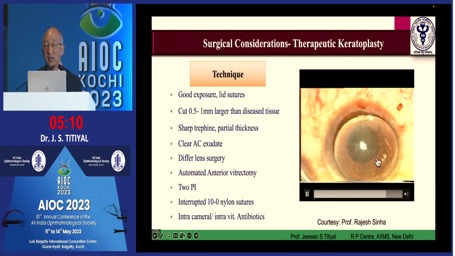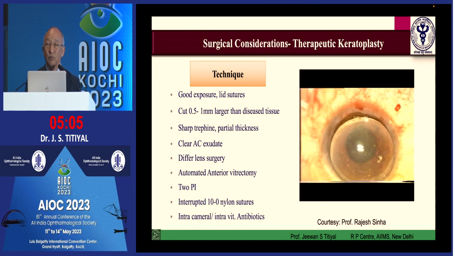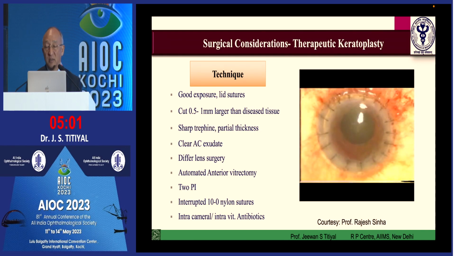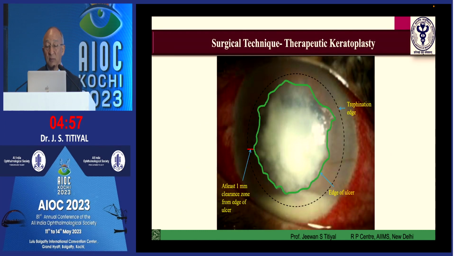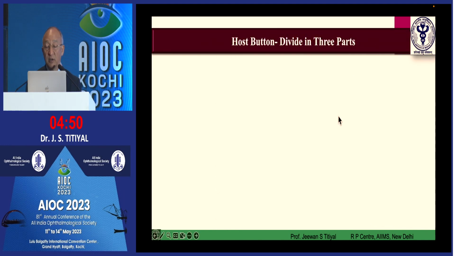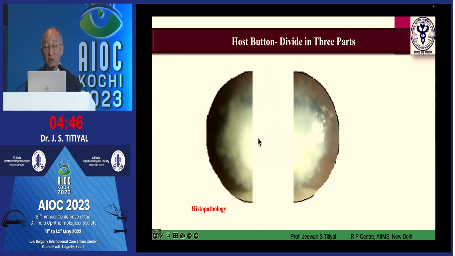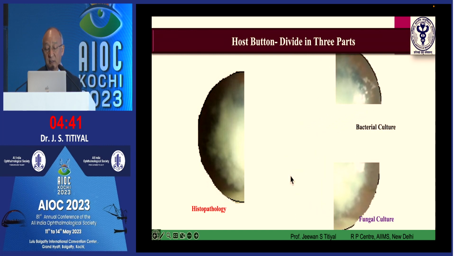Then the suturing has to be interrupted suturing in these cases. You may do at least one or two peripheral iridectomies to safeguard against pupillary block, because there's a high chance you may have that also. So this is one case where you have done a graft. As I said, the area of infection should be taken care of. Go beyond the infection at least 1 millimeter all around. Once you have the graft in your hand, make 3 sections: one for histopathology, one for bacterial, and one for fungal or other investigations which may be required in these cases.